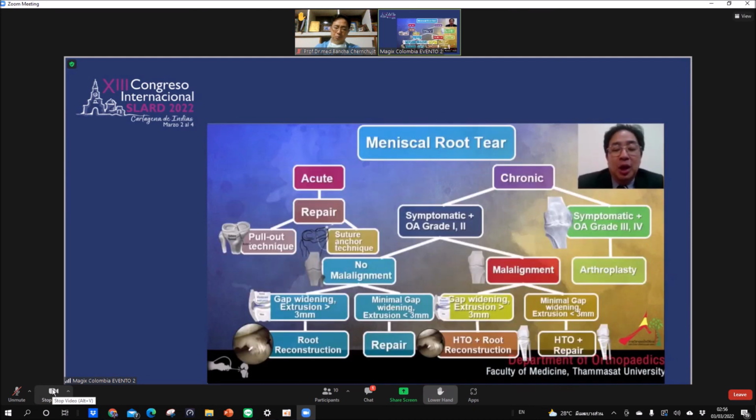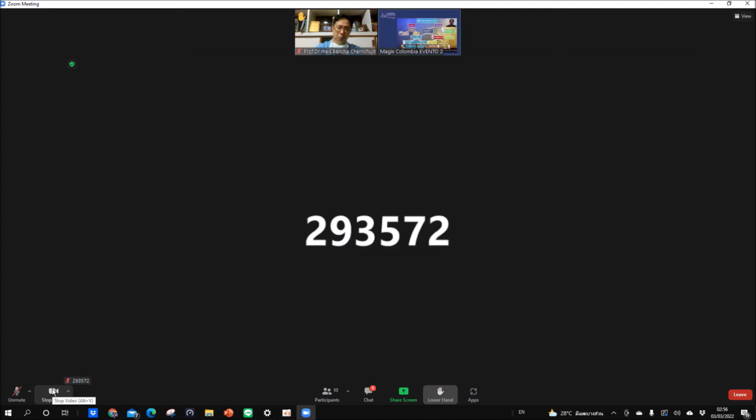Take-home message. Root repair is indicated in all acute tears. In chronic tears, we assess the severity of arthritic change. In mild and moderate arthritis, we do repair or reconstruction depending on the extent of extrusion and gap, with or without HTO. In severe arthritis, we recommend HTO or joint replacement.